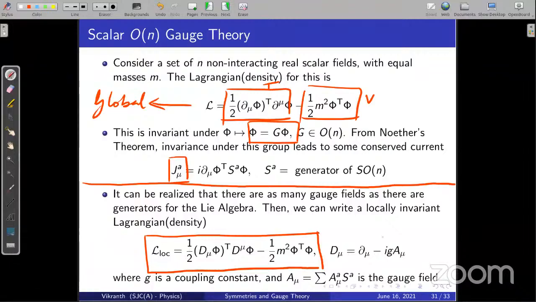Dinesh asks, in GR, there is transverse and traceless gauge, which is, I'm not sure I understand that question. Dinesh, do you mind asking your question again? In GR, we study transverse and traceless gauge, TT gauge, which is related to this sort of gauge theory, that is what I wanted to ask. Okay. I think my internet is really slow.